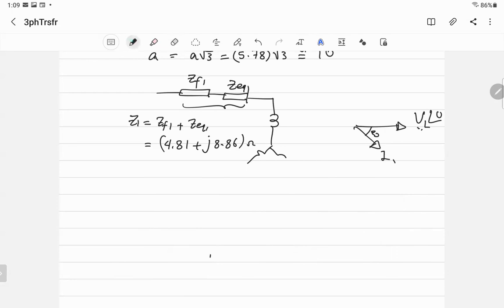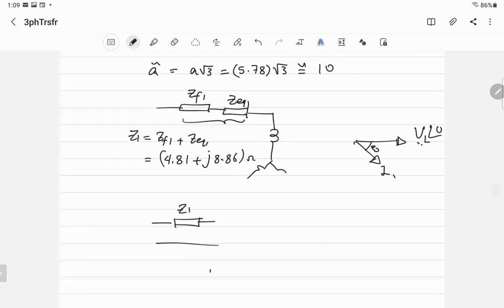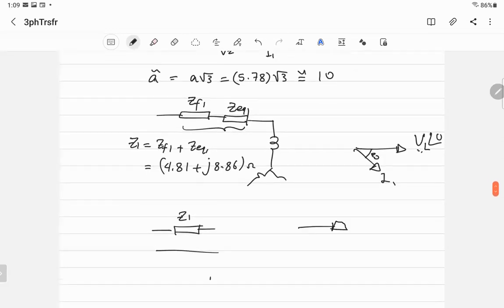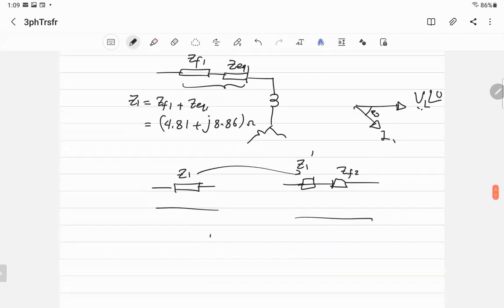Okay, so now I have all this Z1 on this side, and as I showed you, on the other side I have ZF2, the feeder. But when you move Z1 here, it's going to be Z1 dash. So how can I do that? Somebody asked me, when I did the turns ratio, why multiply by a square, divide by a square? I answered him: when you transfer one element from one side to another, the main thing is to keep the power the same. So I'm going to do the same thing.